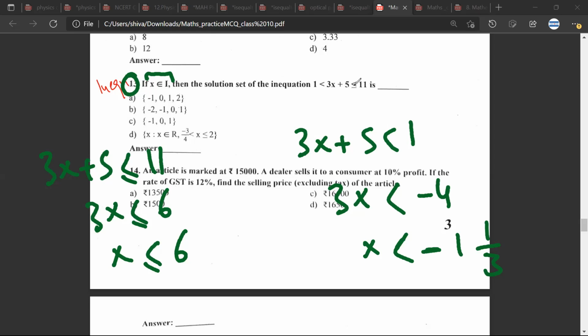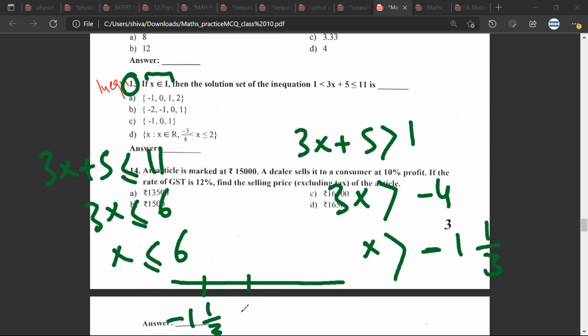Actually, we made a mistake here. 3x + 5 is greater than 1. So 3x > -4. x > -1/3. So if I take this on the number line, -1/3 would be here, -1 would be here, and 6 would be here. So what should be the solution, Mr. Siva?